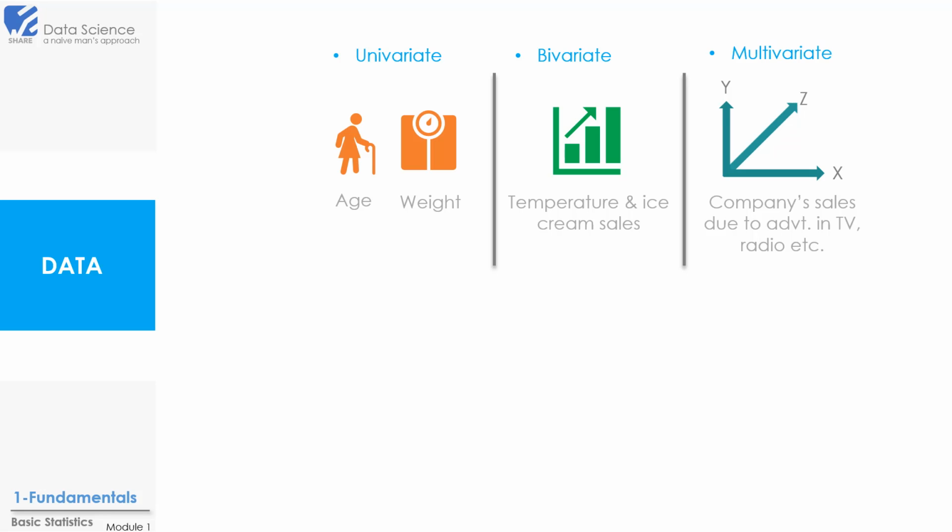Then the third type of data is multivariate data. It is similar to bivariate data but contains more than one independent variable. For example, a company wants to see the impact on their sales by advertisement through different media such as TV, radio, newspaper, etc. So this is called as multivariate data.